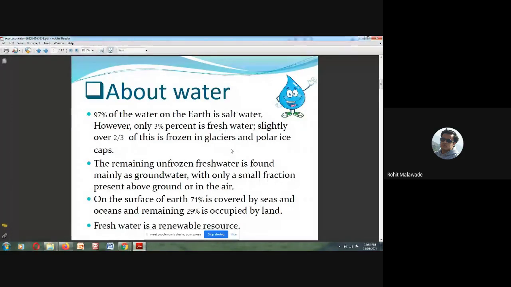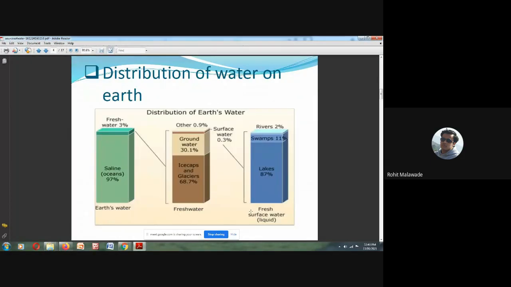Okay. And two-thirds of this 3%, right, is frozen and present in the form of glaciers in the polar caps, right. And the remaining unfrozen fresh water is found mainly as groundwater, with only a small fraction present above the ground. Okay. Now, 71% of the surface of Earth is covered by the seas, and only 29% is occupied by land. And you also know that fresh water is a renewable type of water resource.